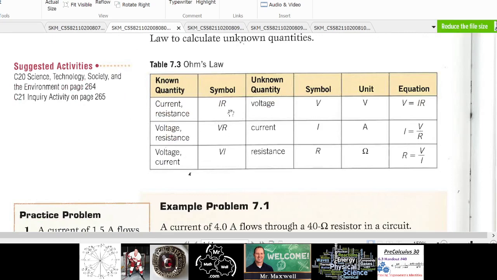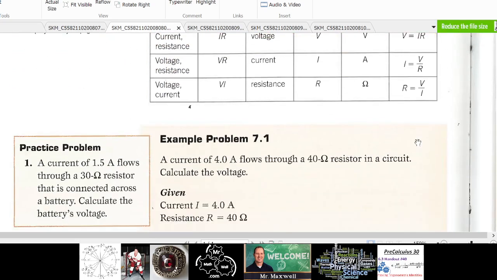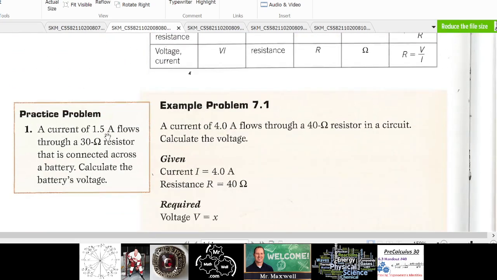Okay, here's a little chart that we just kind of worked through. Okay, so current is measured in amperes, right? Current is measured in amperes. Resistance is measured in ohms. Have we talked about ohms yet? I don't think we've talked about it. You've probably seen it though.